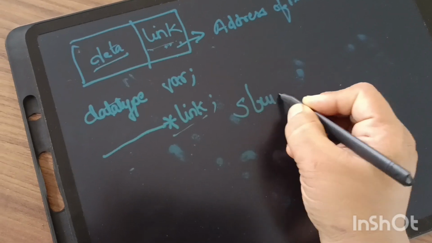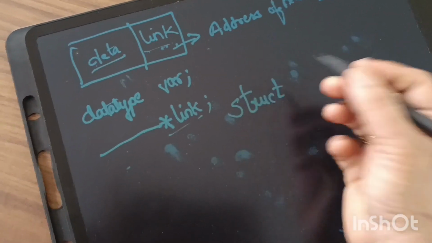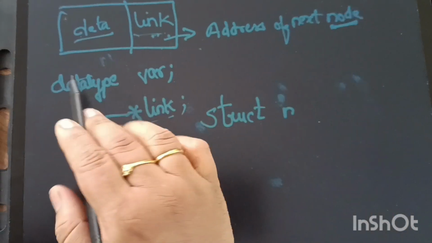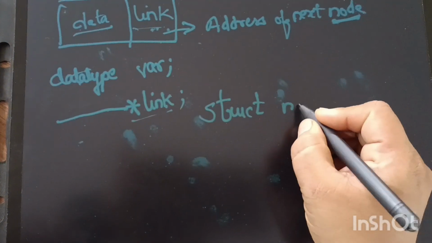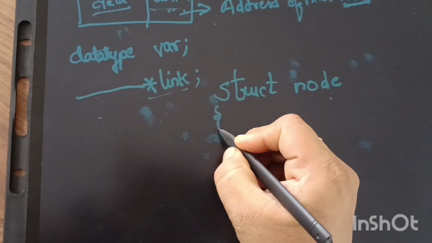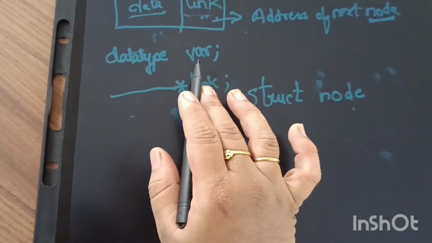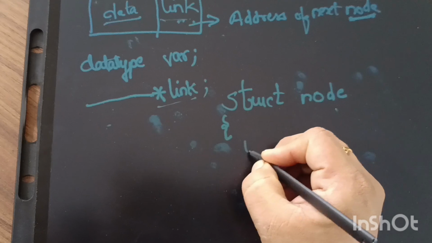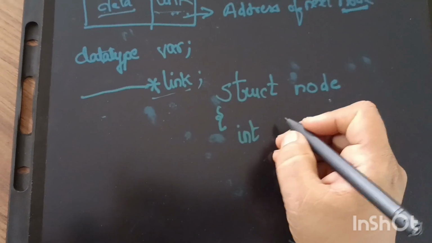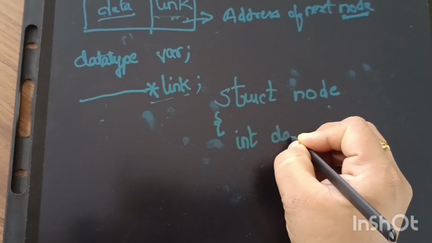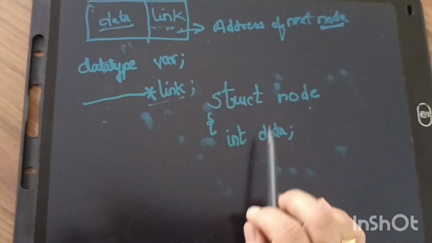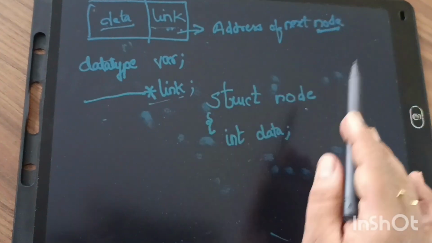use structures, because as we know, a structure is used to combine two different data types. So as usual we are calling this a node. So we are using the struct keyword, node. Then as I told you, whichever data type you want, we can use. Now here we are simply taking integer. So we declare int data. Then as I told you, the link part stores the address of the next node.